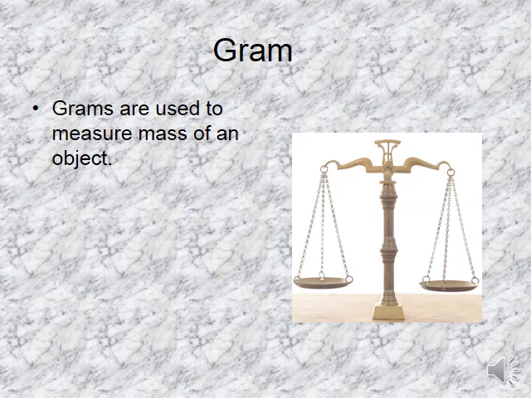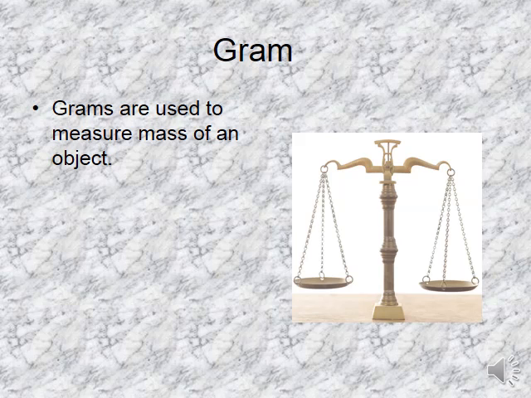Okay, so grams are next. Grams are used to measure the mass of an object. And before I talk a little bit more about grams, let's have that first question. So in your left-hand margin, put the number 1, and here's your question. Why do scientists use the metric system?